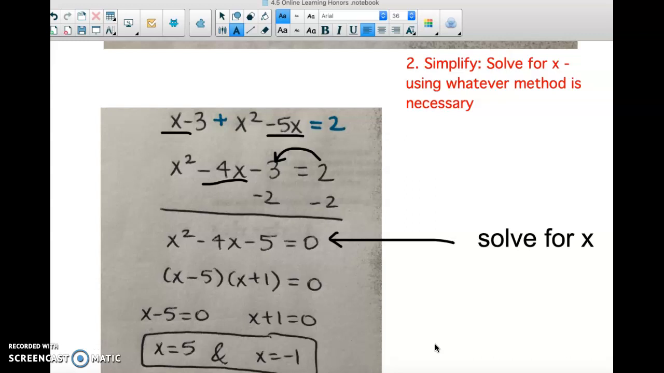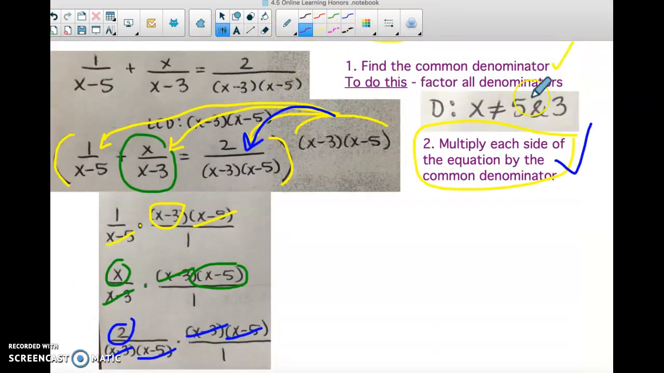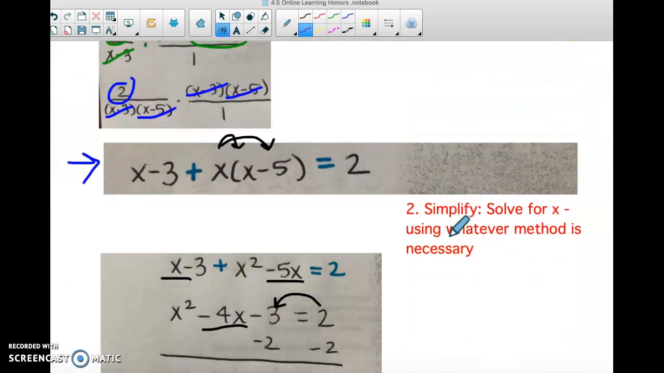But we're not done. We're not done, guys, because let's go back up to the way beginning. Didn't we say that my domain x could not be 5 and 3? Because what would happen if I put 5 into my original equation? I would get 5 minus 5. Denominator would be 0, and I would not be able to solve this. Same thing with the 3. If I put 3 in here, denominator would be 0. It's undefined. That's why I said my domain x can be everything, all real numbers, except 5 and 3.